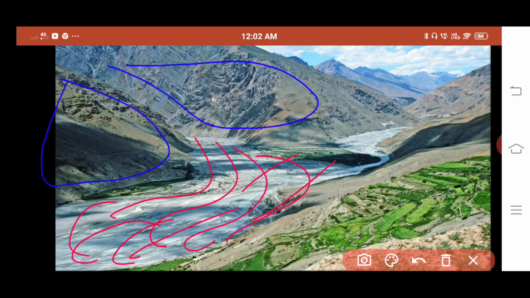Am I right or not? And you can also see another example. This is one mountain and this is another mountain, and a river is passing like this. Understood?